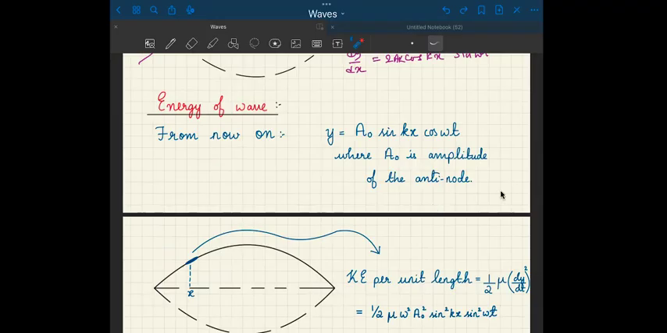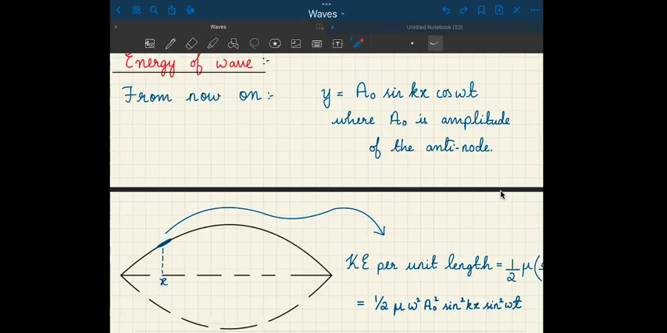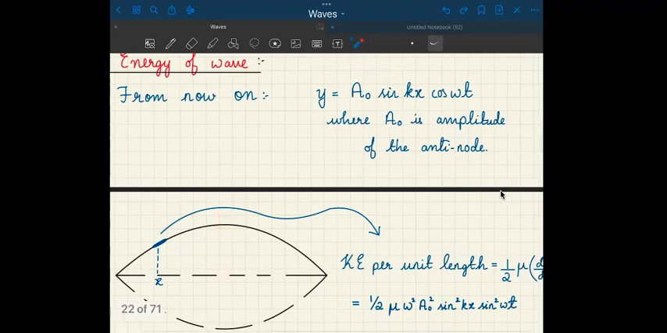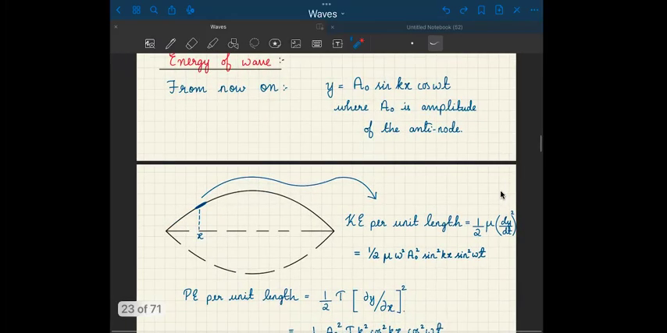Right. Now the question is, suppose I am taking a stationary wave equation of this form. y is equal to A naught sin kx cos omega t, where A naught is the amplitude of the antinode. This is A naught. Now I'll take one element. This is x is equal to 0 and this is at x. Agreed? Boys and girls.